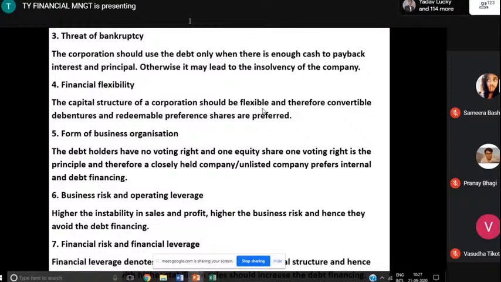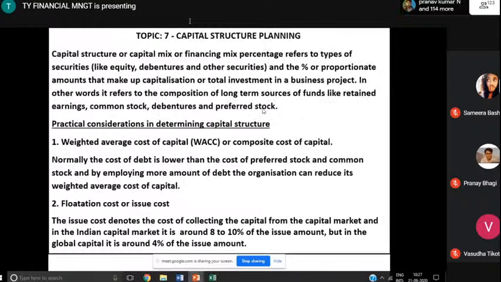Financial risk and financial leverage. If it is not clear to you, I want you to complete that sentence based on this first para. What are the four components? Retained earnings, common stock, debentures, and preference.